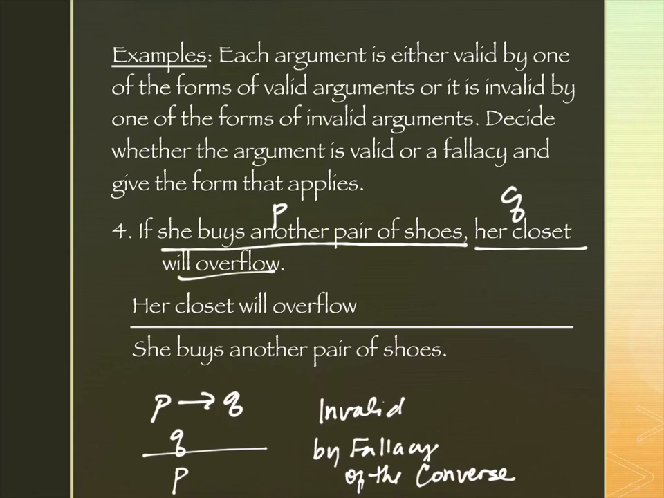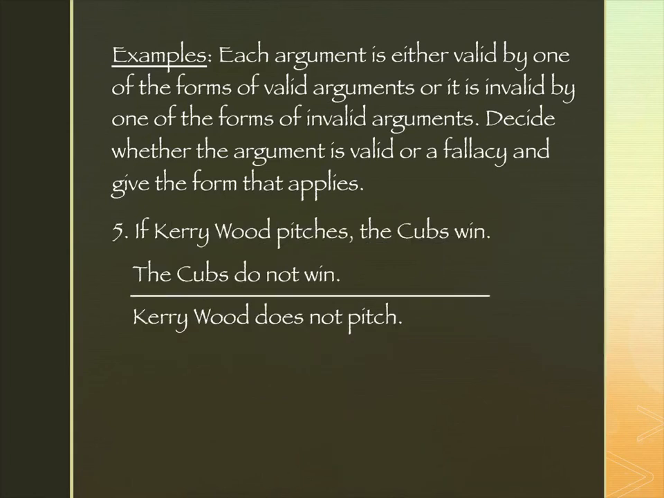Let's try one more and we'll be done. If Kerry Wood pitches, the Cubs win. There's the Kerry Wood pitches. Here's the Cubs win. So the first one, much like the last one, is P implies Q. What's our next statement? The Cubs don't win, so that would be tilde Q.